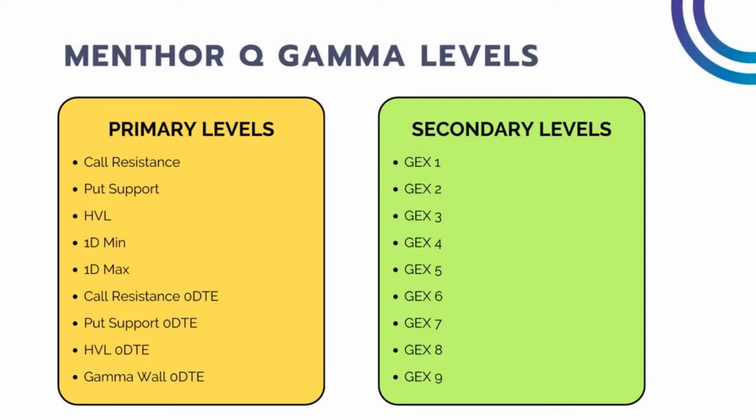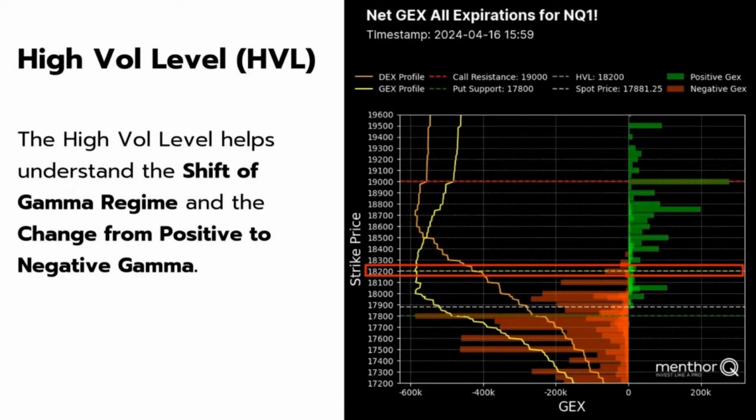The gamma levels are divided, again just a recap, into primary levels. We talked about core resistance and put support. Today we're going to talk about the high vol level. Tomorrow we're going to talk about the 1 day max and 1 day min. And then on Friday, we're going to talk about the gamma levels 1 to 10, which are the secondary levels. But let's go into what the high vol level is.